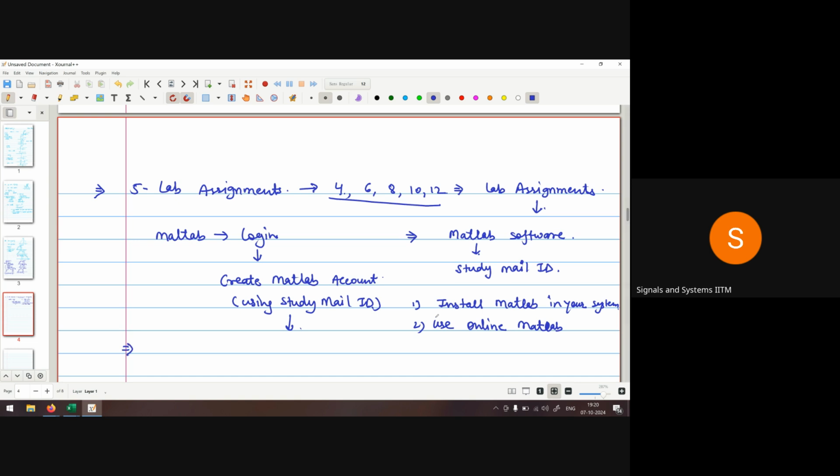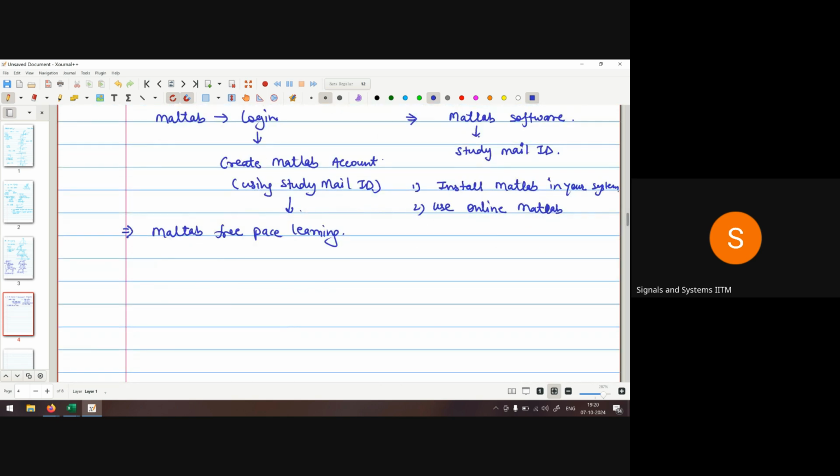When you are using MATLAB, there are some MATLAB certificates, free self-paced learning certification courses also available. First I will tell you that MATLAB Onramp is available. This is one particular certificate course to get a better understanding of MATLAB.